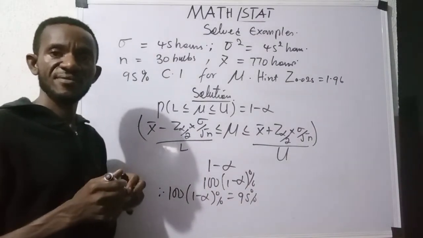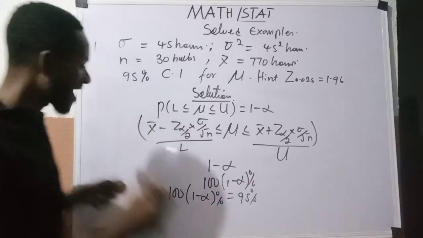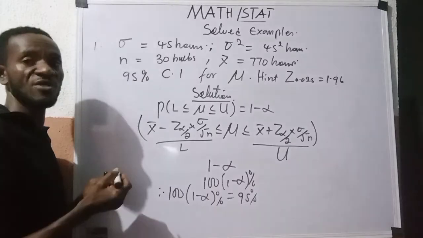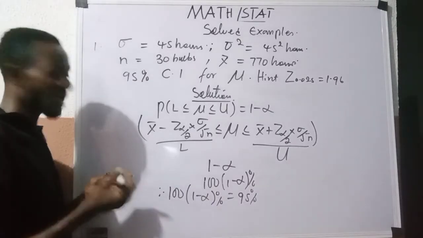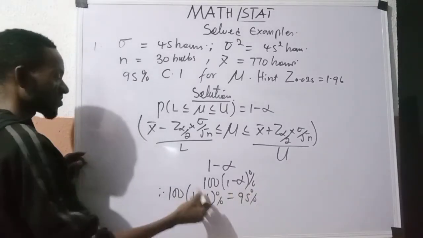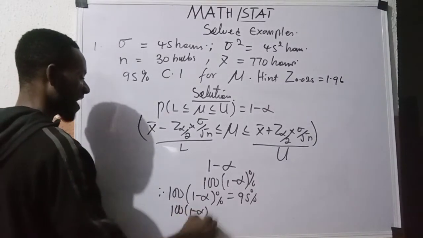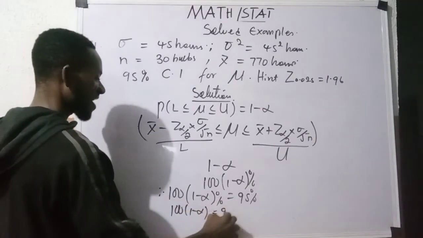Then at this point, this percent and this percent can equally go. And when the percents go, what you have is 100 into 1 minus alpha is given as 95.